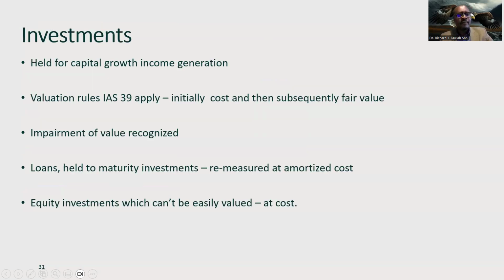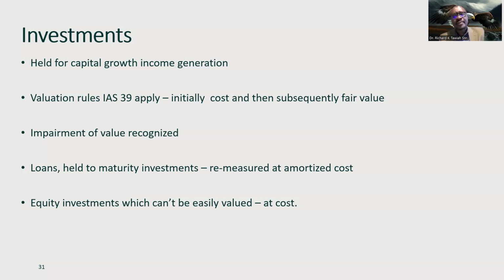All right. Investment, we will maybe end up on this and then continue with the other aspects in part 2. Investments are items held for capital growth, income generation, and then IAS 39 financial instruments comes in handy, right? So investment could be financial assets, usually. Share capital is a financial asset, right? So valuation rules and the IAS 39 apply.